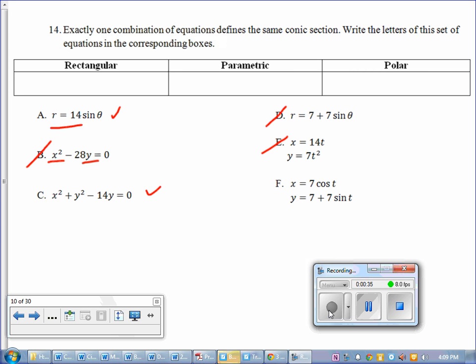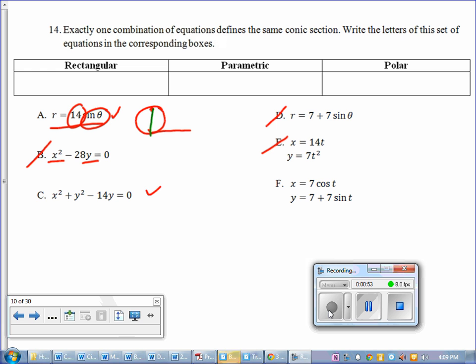So starting with A. A is a circle oriented in the vertical direction because it says sine. So if I were to graph it, here's the pole, there's the polar axis, and it's going straight up and down. And it's at its furthest point away from the pole, 14 units. So it's 14 units away from the pole.